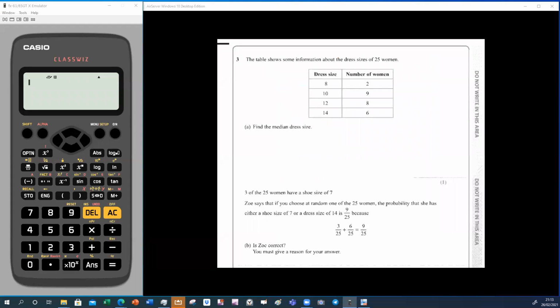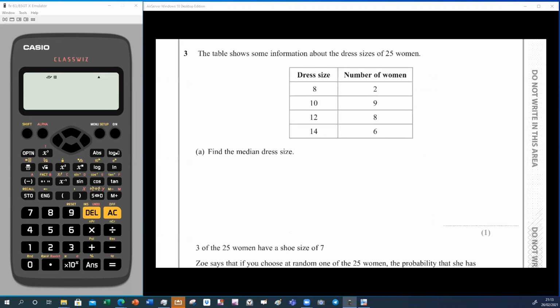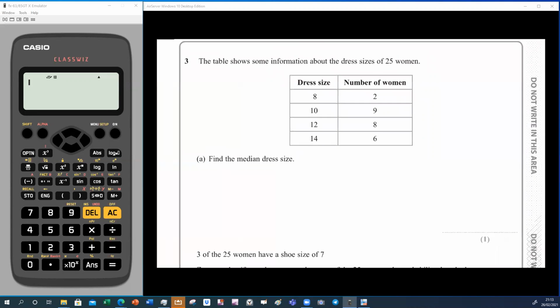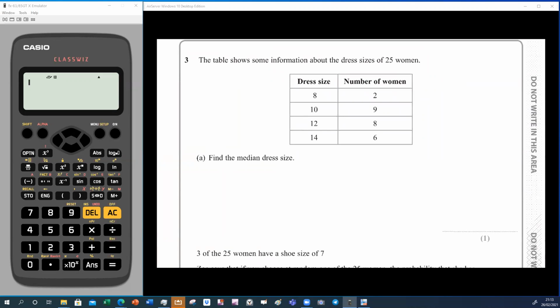Okay, question number 3 is a question about dress sizes. Let's have Anaya please join me in question number 3. Thank you for that, Salih. That was a lovely question. We got the right answers. Question number 3, please, Anaya.